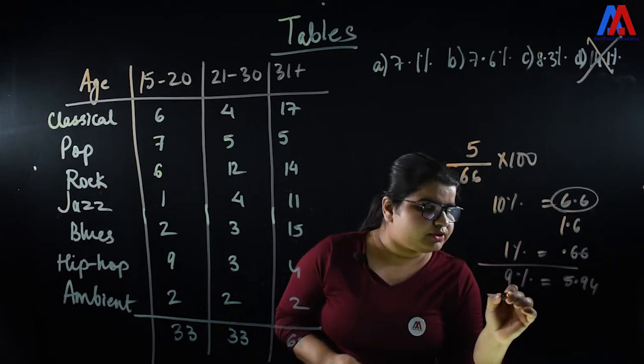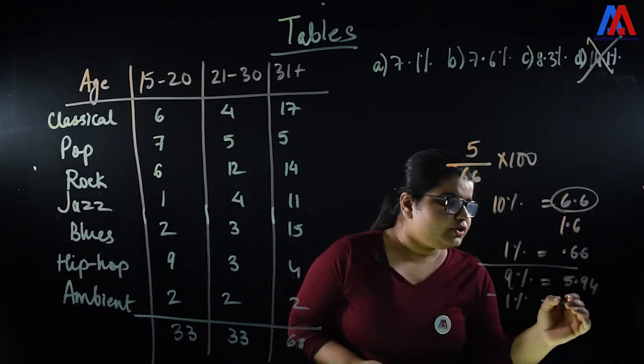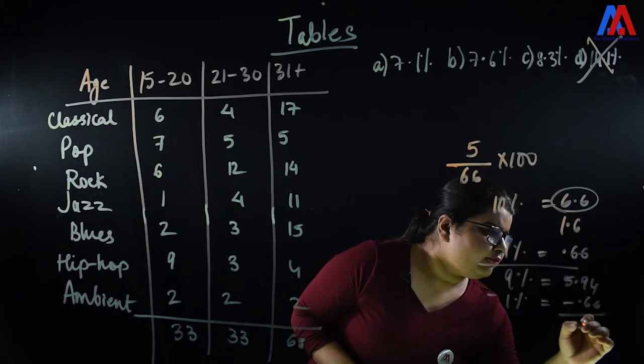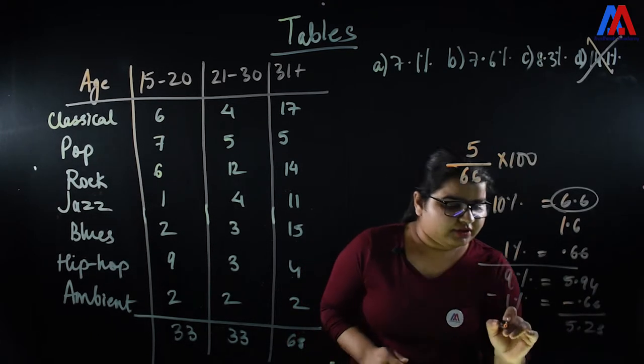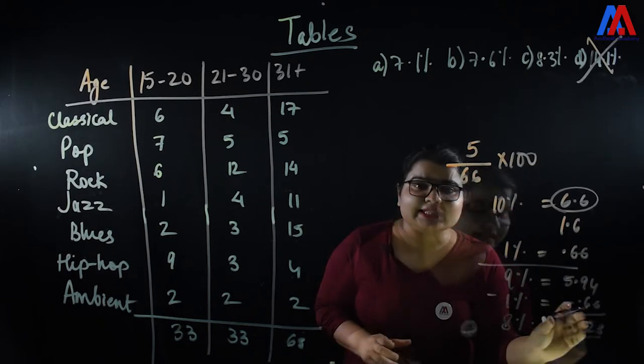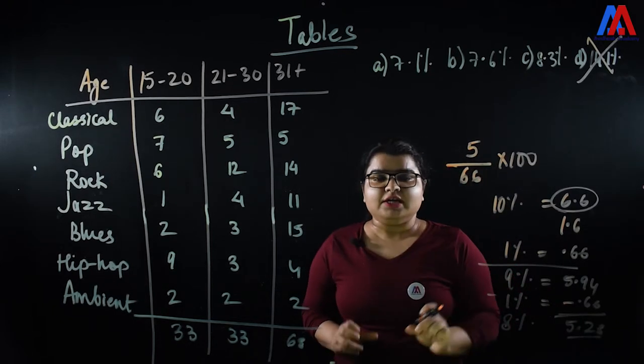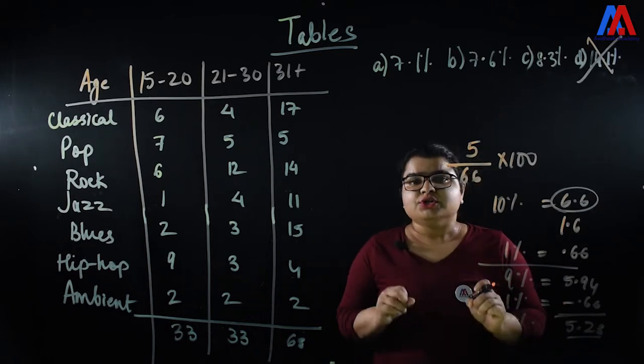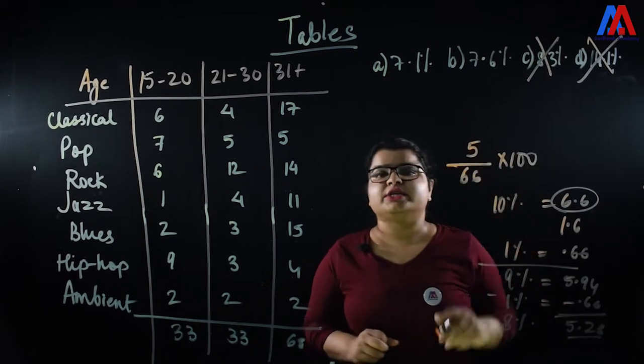So you can also subtract 1% again. So minus 0.66 gives you 5.28. Now this is your 8% and this is still greater than 5. Thus your answer would be less than 8%. So we can eliminate this option as well.